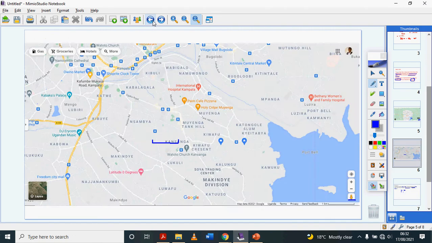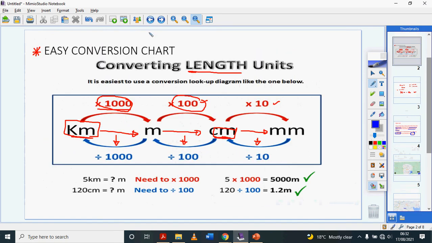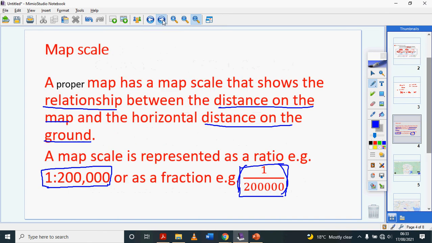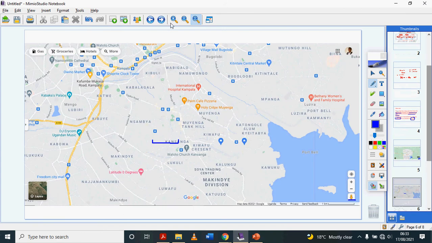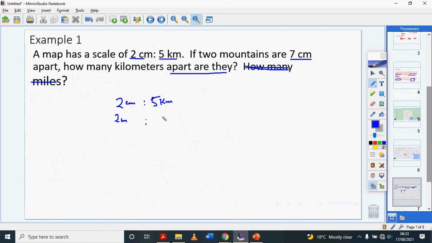And reminding you, when I'm changing kilometers to centimeters, I multiply by 1,000, and then I multiply by 100. So that's multiplying by 100,000. I'm going to multiply 5 by 100,000. So I will have 2 centimeters to 500,000 centimeters.